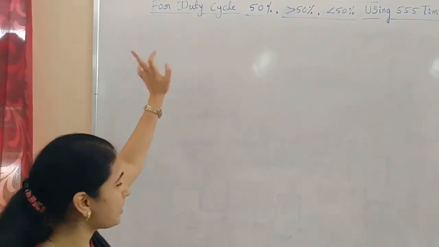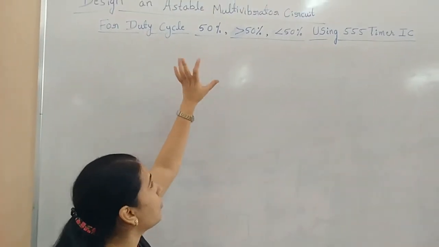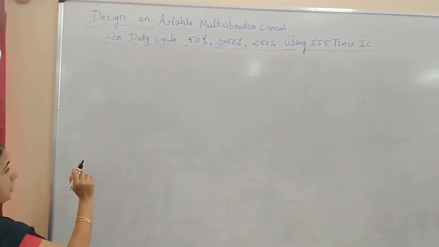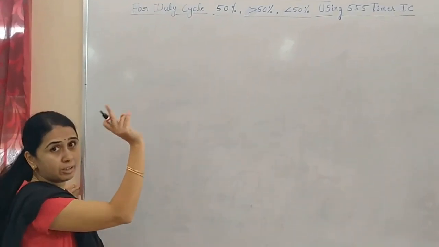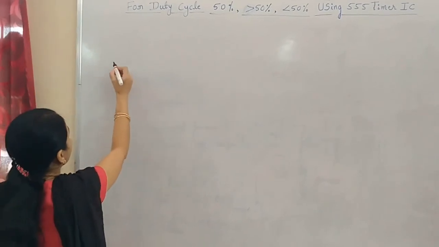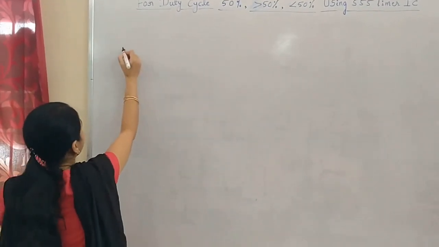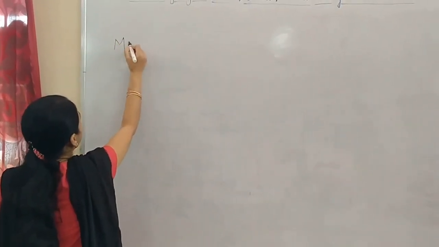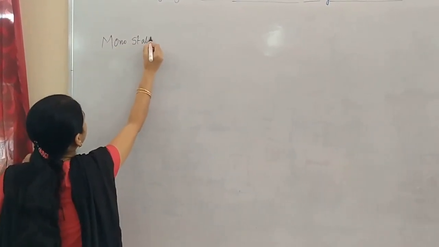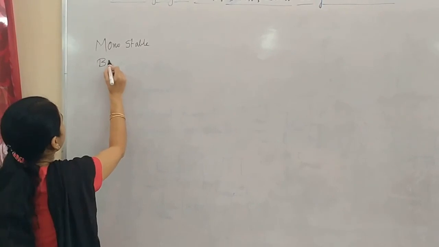So, coming to the astable multivibrator, as I told, a multivibrator is an oscillator. There are different types of multivibrator, out of which we will be studying one type that is called the astable multivibrator. Before going to the astable, let us see which are the different types of multivibrator. The first is monostable multivibrator. Next is bistable multivibrator.